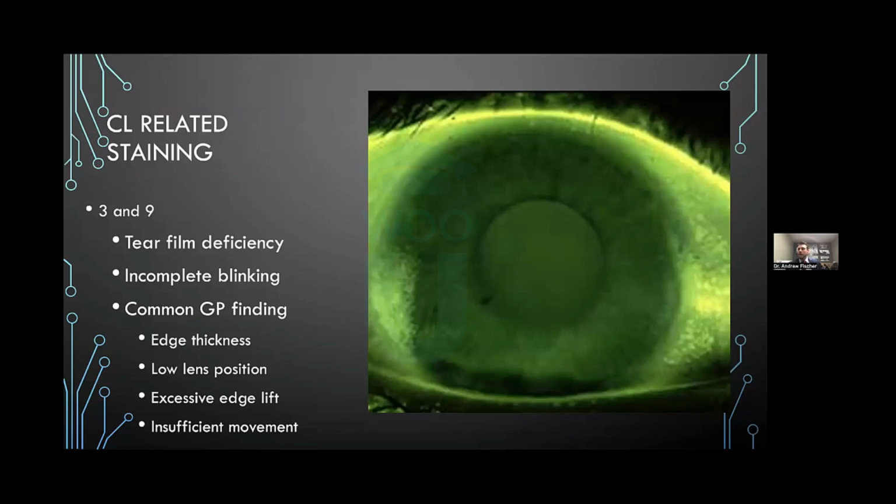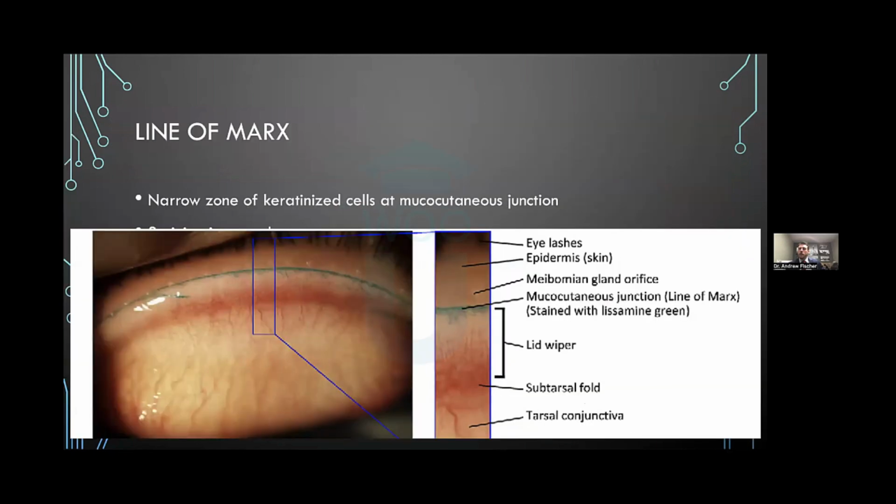So when I see this, I really make sure that we're beefing up the lubrication on them, changing the lens fit as needed. Something I use as a quick screening tool when I do lissamine green, when I'm looking at the eyelids, is called the line of Marx. This doesn't really dictate anything on my treatment, but it's a quick screener that we can use. This line of Marx is where the palpebral tarsal conjunctiva transitions into the epidermis.